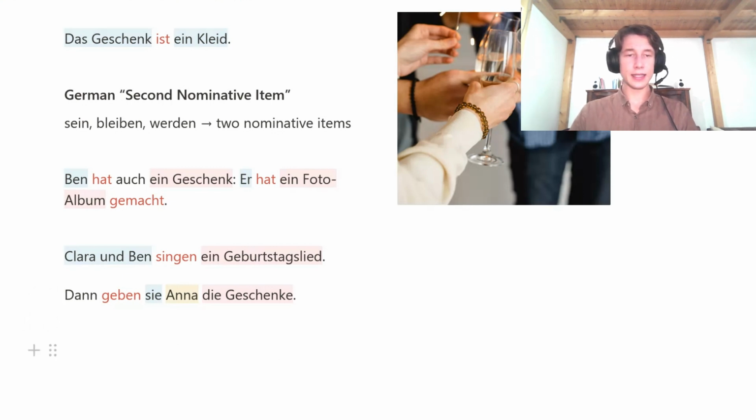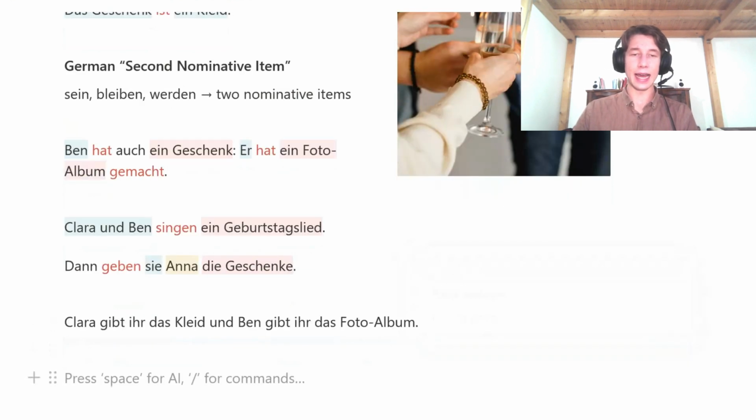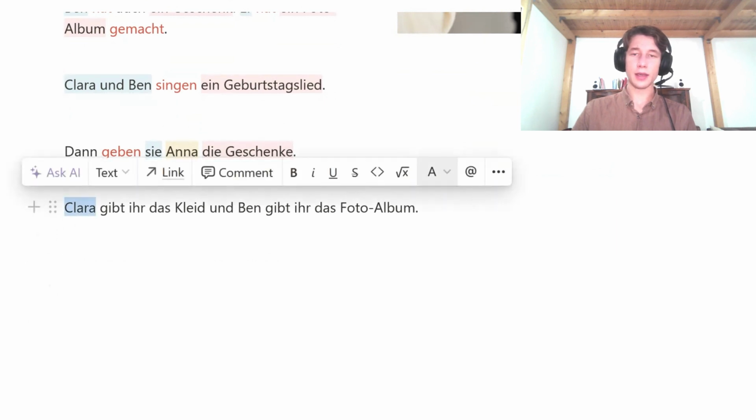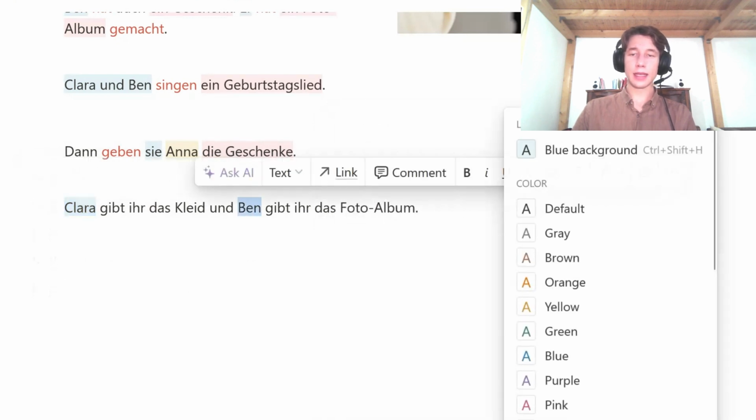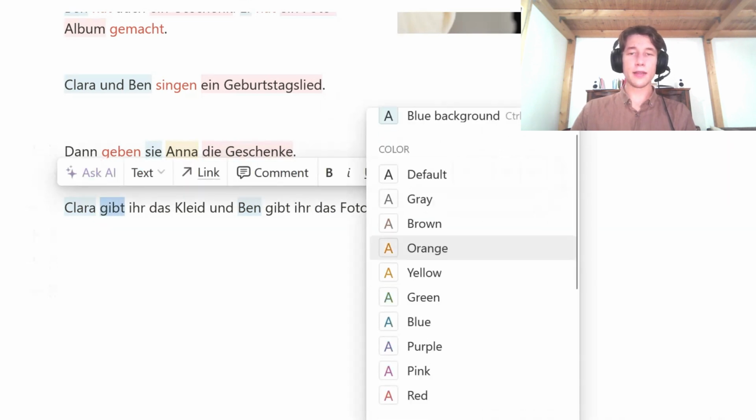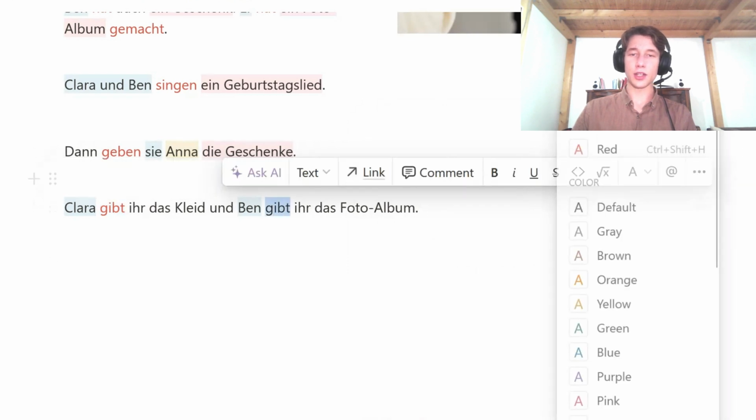Let's move on to the next sentence. So, Clara gibt ihr das Kleid und Ben gibt ihr das Fotoalbum. So Clara gives her the dress and Ben gives her the photo album. Let's see. Multiple people are doing something in the sentence, right? Clara is doing something, so she must be nominative. And Ben is also doing something. And both of them are giving something to someone. So we already know that there has to be a dative object somewhere here, okay, with giving being the action.